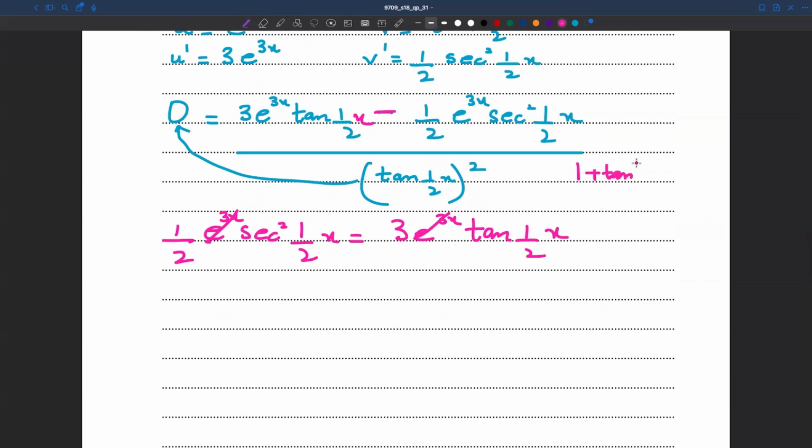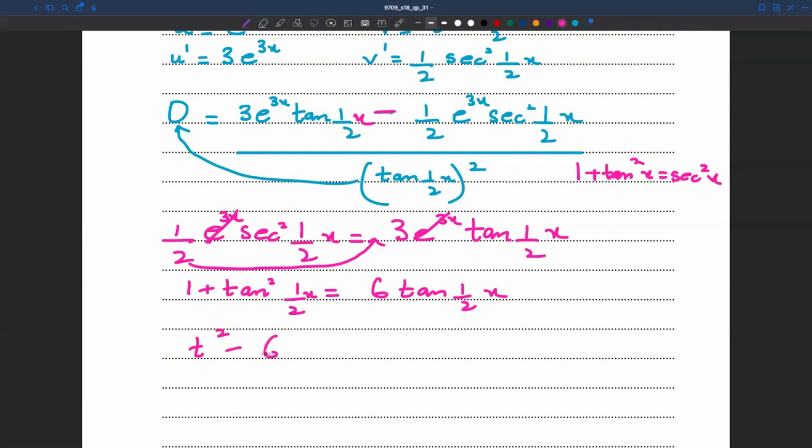1 plus tan squared of x equals sec squared of x. So in place of sec squared, I can write 1 plus tan squared. To make it easier, bring the 2 over here, so make it 6. On the left hand side, I will have 6 tan half x, and on the right hand side, in place of sec squared half x, I can write 1 plus tan squared half x. Bringing that 6 tan x on this side, I'm writing it in short form now: tan squared minus 6 tan plus 1 equals 0. Using a calculator, solve this quadratic equation.